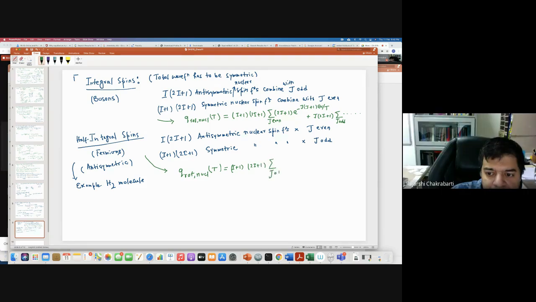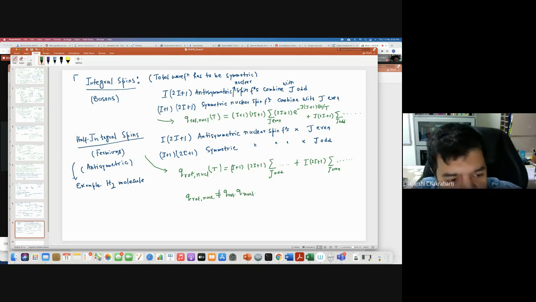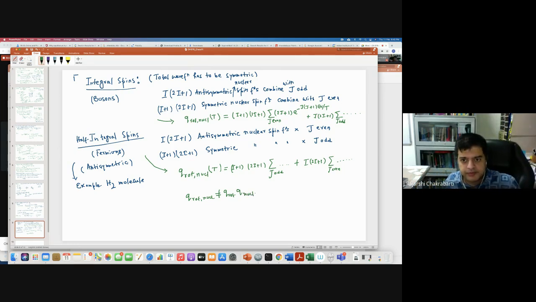J odd, and then I have this expression. Is this clear? Yes, sir. So actually, even in this case you cannot write that Q rot Q nucleus is not actually a product of this for homonuclear diatomic. Can you see this? Yes, sir.